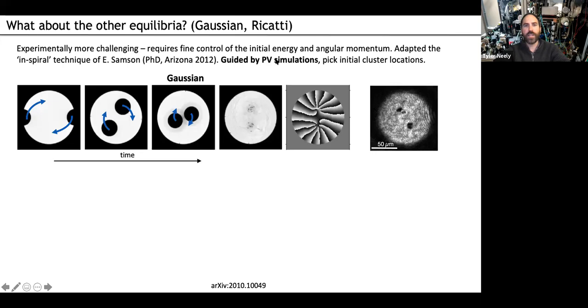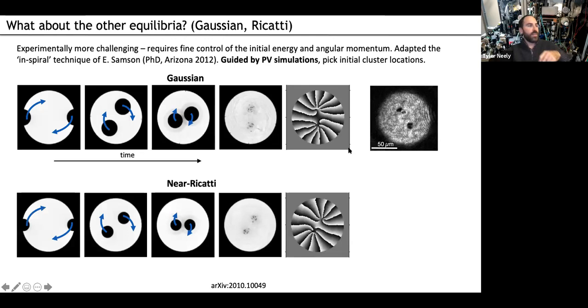We were actually guided by point vortex simulations in terms of picking initial cluster locations and numbers to try and find these other two states. So we looked at the point vortex dynamics, thought we could get something that's close to these other two states, and then used that to come up with an experimental protocol.